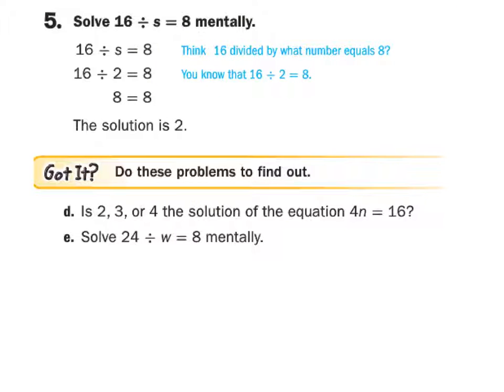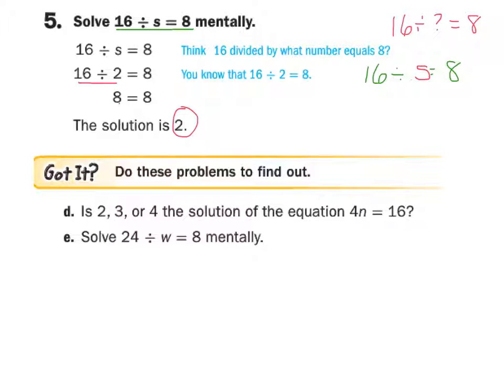So let's try number 5. They said solve 16 divided by s equals 8. So what number divided, oh, see, look, my brain is working so fast, I just did it right on my own. Let's put that variable back in there. I'll be thinking in my head, 16 divided by what is equal to 8? Or I could be thinking 16 divided by 8 is what? And I know that solution is 2. 16 divided by 2 is 8, and 8 is equal to 8.